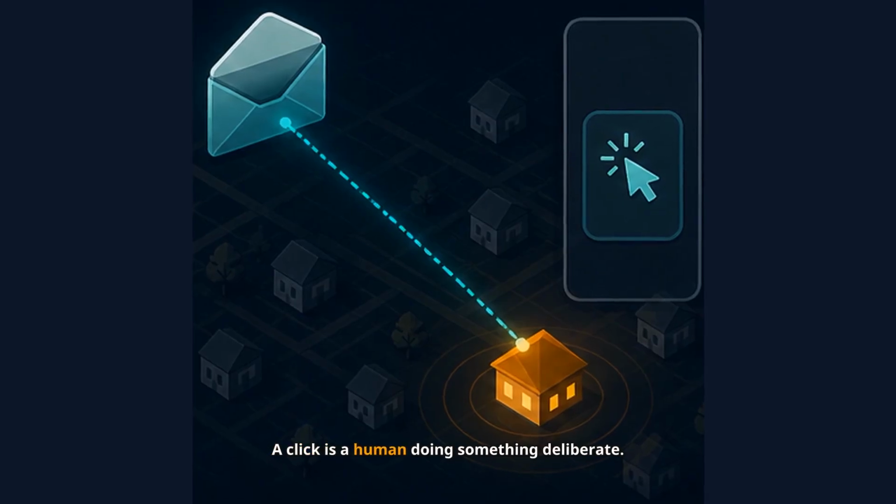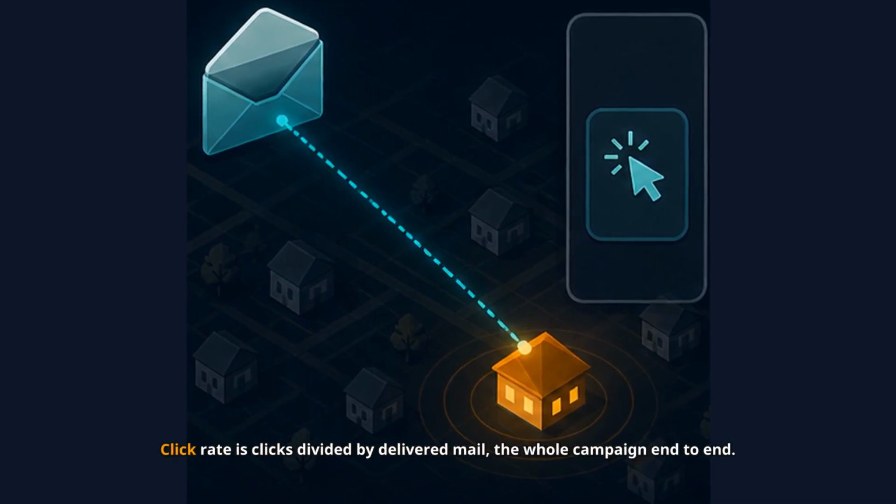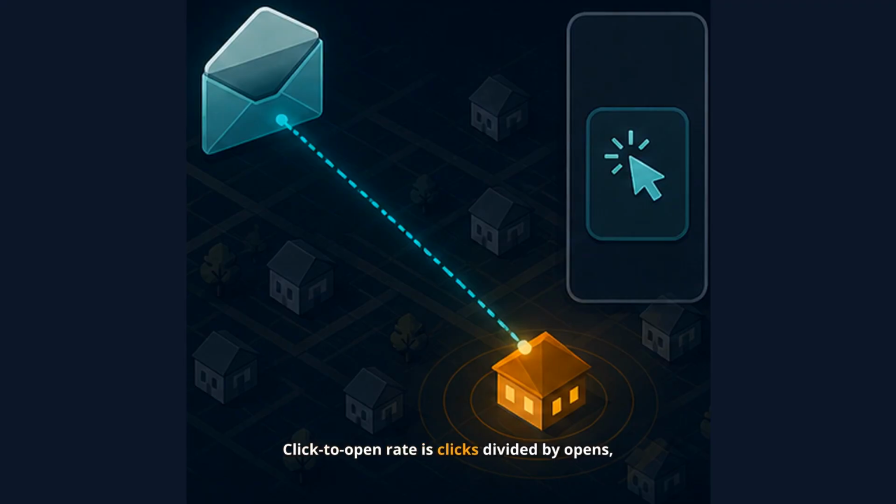Gate 3 is the click, and it's the honest one. A click is a human doing something deliberate. Click rate is clicks divided by delivered mail, the whole campaign end to end. Click to open rate is clicks divided by opens, and that's the one experienced marketers trust. It strips out the subject and deliverability noise and measures one thing. Of the people who opened, how many found a reason to act? Even if opens are partly fake, dividing by them keeps your own campaign-to-campaign comparison clean. For a roofer, lean on click to open.